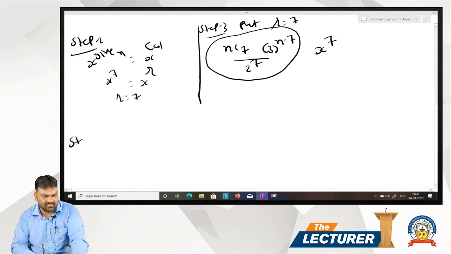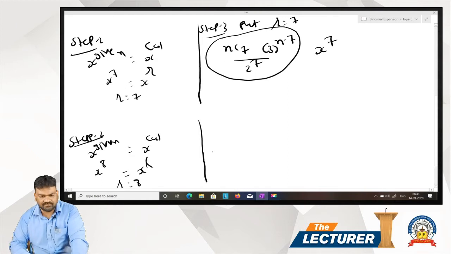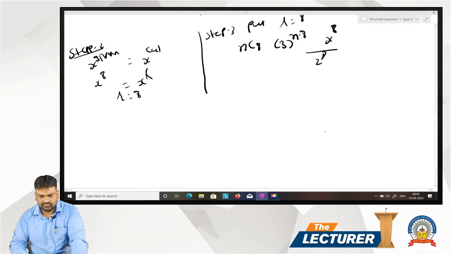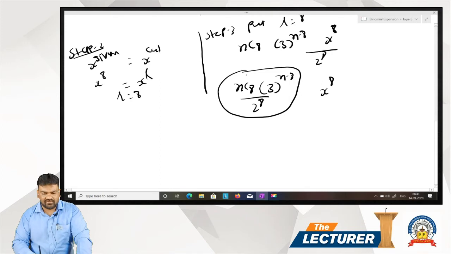Now for x raised to 8, step 2: x raised to given is equal to x raised to calculated. x raised to 8 is equal to x raised to r, so r is equal to 8. Step 3: put r is equal to 8. nC8, 3 raised to n minus 8, x raised to 8 divided by 2 raised to 8. So here is the coefficient of x raised to 8.